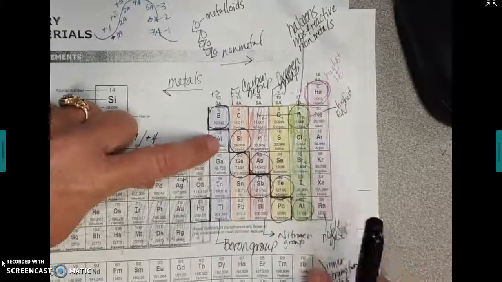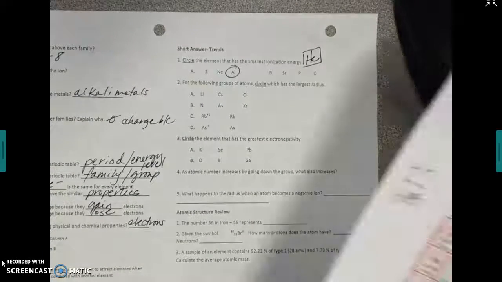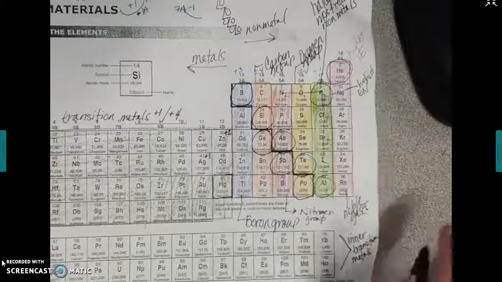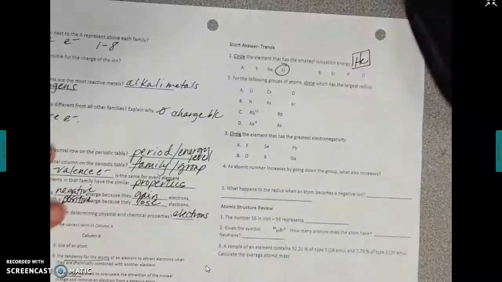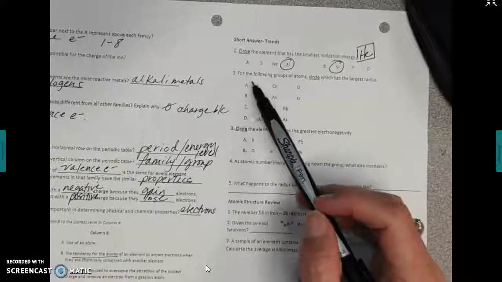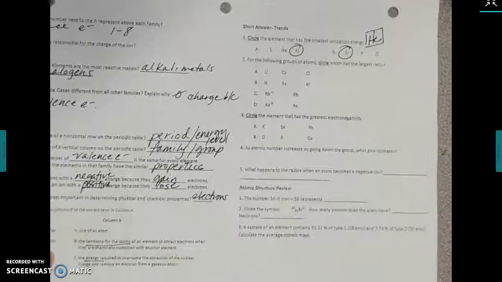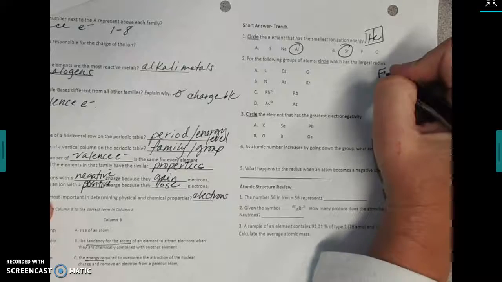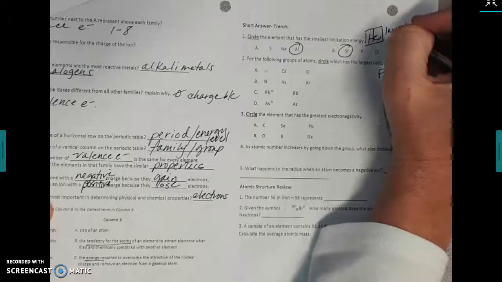So here, aluminum will have the smallest. And then strontium, phosphorus, or oxygen. Strontium, phosphorus, or oxygen. So strontium will have the smaller. For the following groups of an atom, circle which has the largest radius. So which element has the largest radius? Francium has the largest.